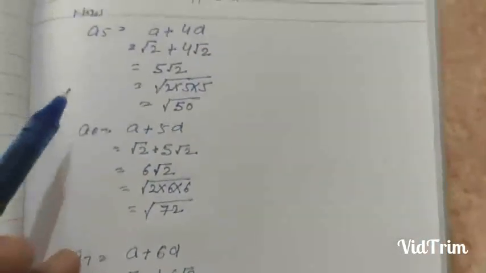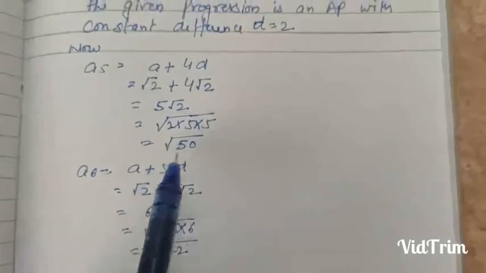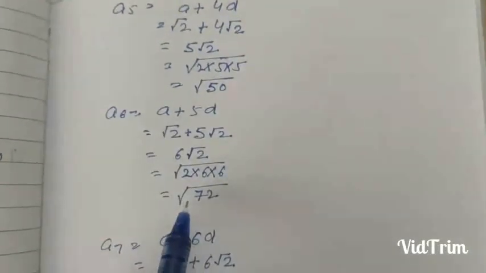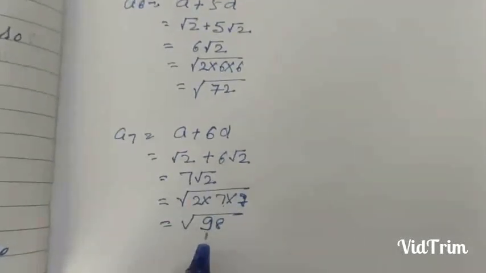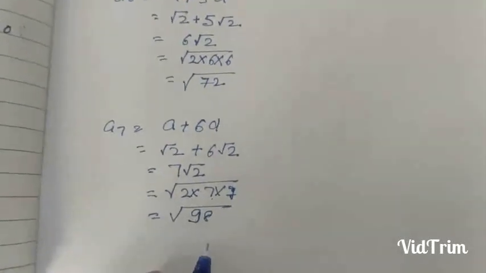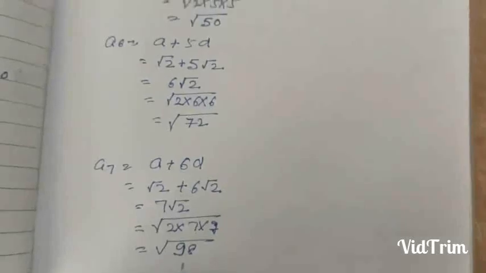So these are the next three terms, that is a5 becomes root 50, a6 becomes root 72, and a7 becomes root 98. Thus we can find other terms of this given progression. Now pause the video and note it down.